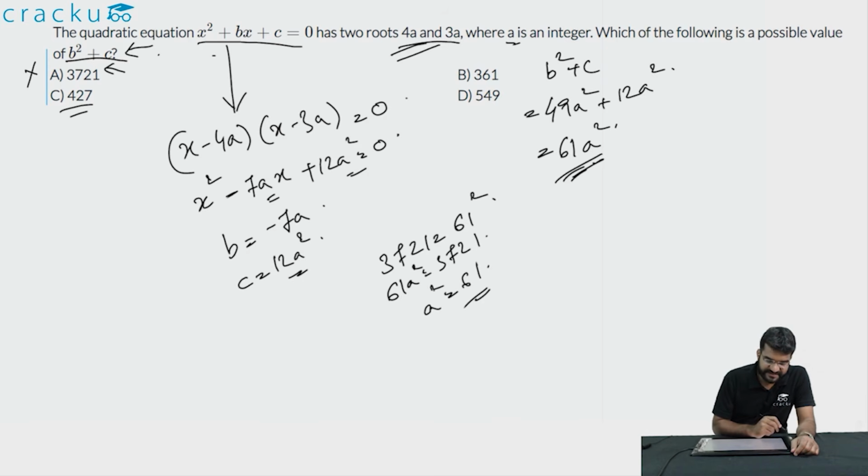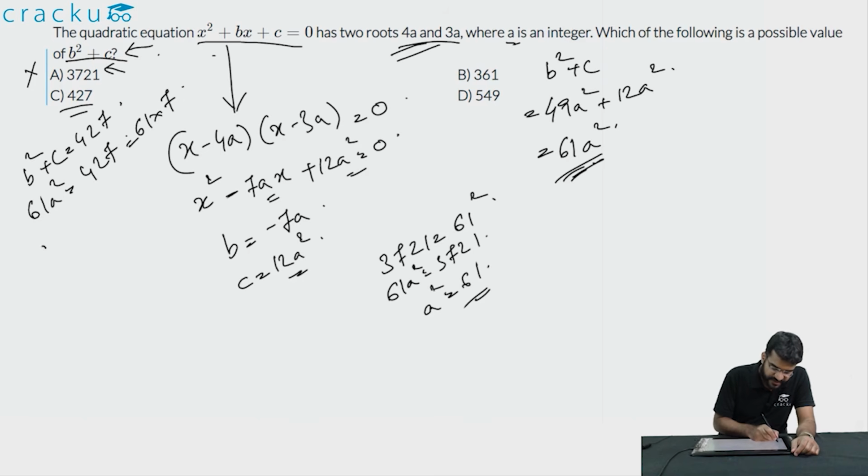Now let us see if b square plus c can be 427. If b square plus c is equal to 427, it would imply that 61a square is equal to 427. Remember that 427 is equal to 61 into 7. So this would imply that a square is equal to 7. Again, this is not possible because 7 is not a perfect square. So this is also cancelled.